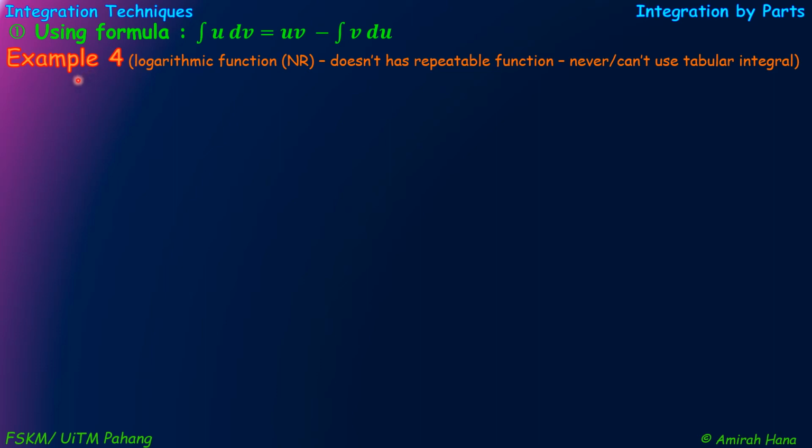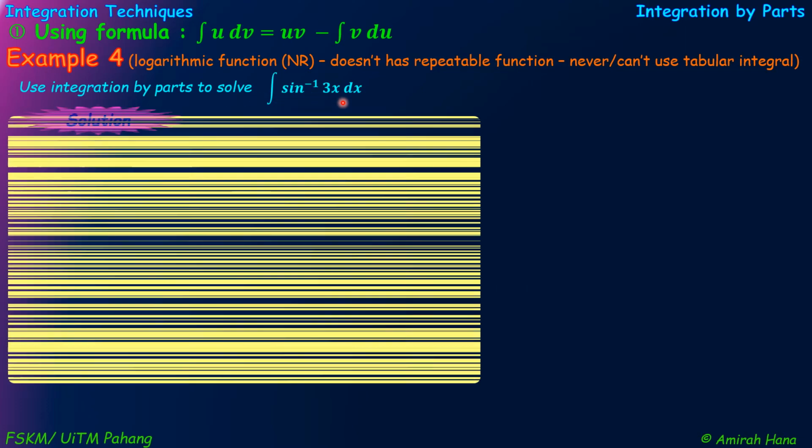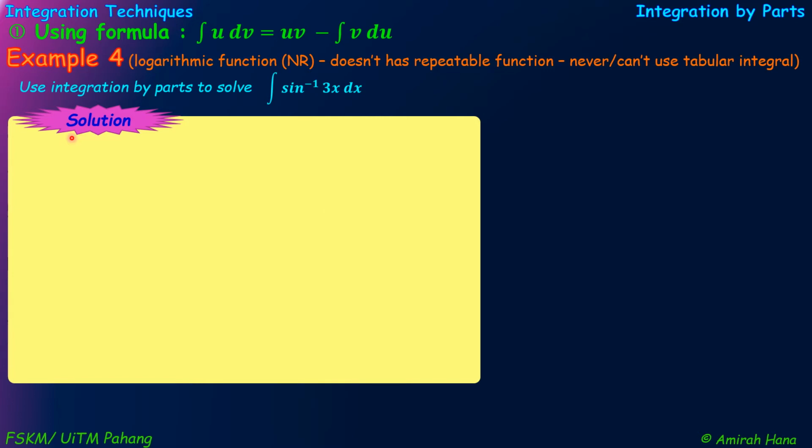Hi everyone, Assalamualaikum. In this video, we will discuss example 4 under integration by parts using the formula integration of u dv equals uv minus integration of v du. Use integration by parts to solve integration of inverse sine 3x dx. Alright, now let us look at the complete solution.